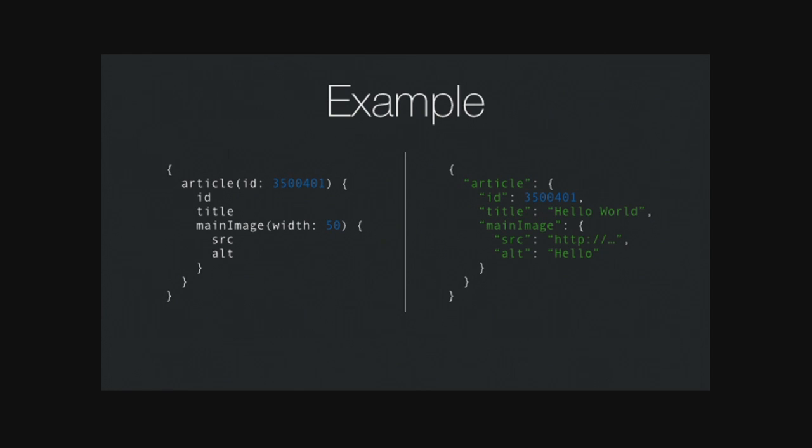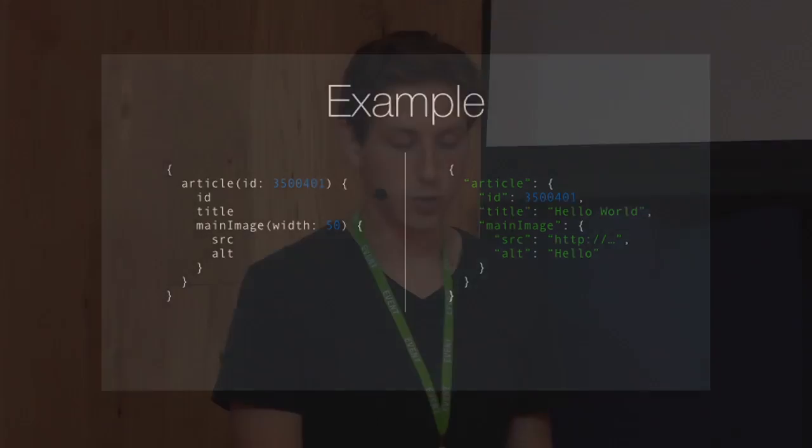And here's an example of what a GraphQL query might look like. So here, we're fetching an article by ID. And we want, for that article, an ID, a title, and some main image. And for that image of a particular width, because this is a small client, so we just want a tiny image, we get a source and an alt text. So that's GraphQL in a nutshell, and we'll see some demos and get into detail.